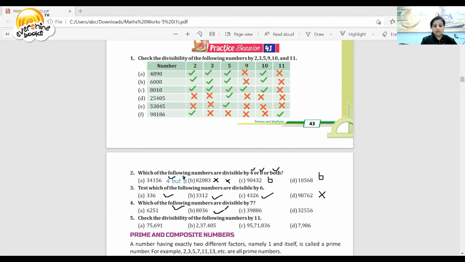8036 is also divisible by 7. And 39886 is also divisible by 7. But this 32556 is not divisible by 7. Like this. Now check the divisibility of the following numbers by 11.